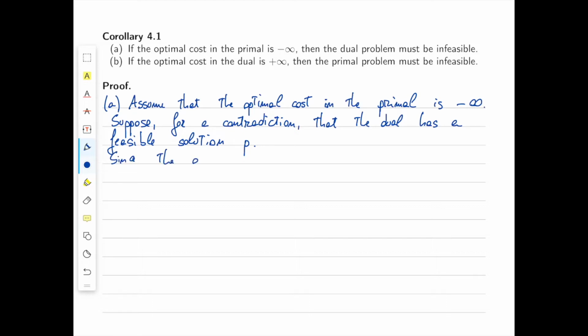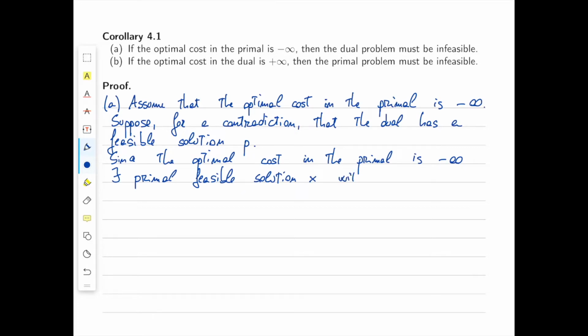Since the optimal cost in the primal is minus infinity, there exists a primal feasible solution x with cost as low as we want, in particular with cost lower than p transpose b. So with p transpose b strictly larger than c transpose x. But this immediately contradicts weak duality.